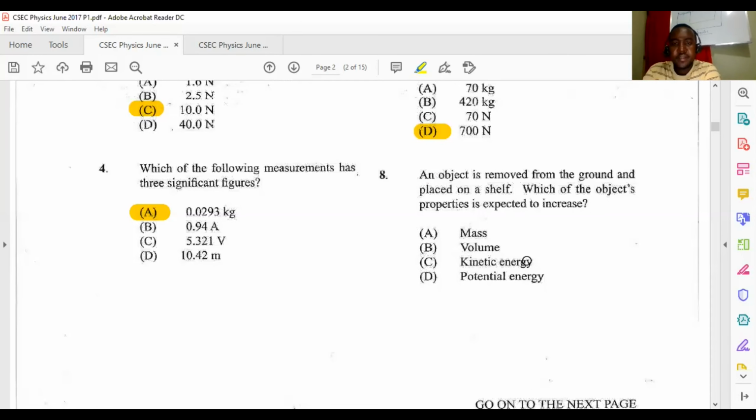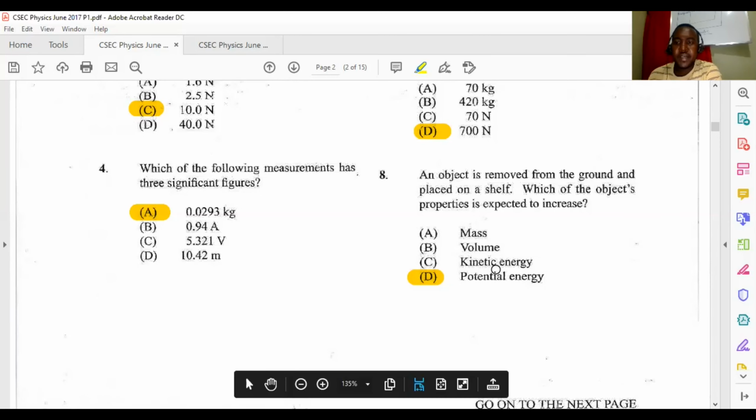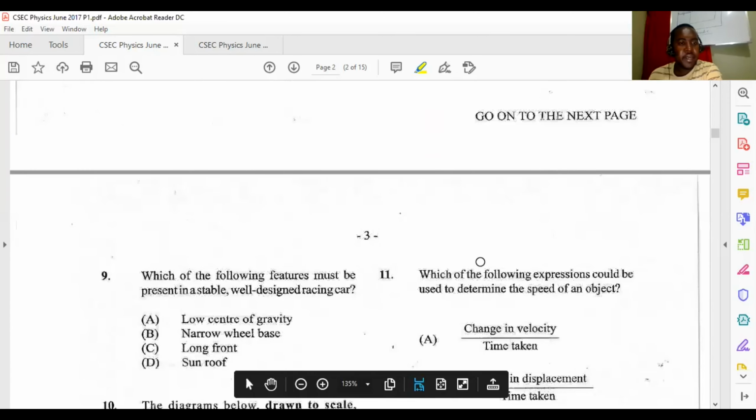All right, next. An object is returned from the ground and placed on a shelf. Which of the object's properties is expected to increase? C, kinetic energy. D, yes, D. So remember it's coming from the ground to a shelf, so we're increasing the height. So potential energy mgh increases, since the height increases. All right, 9.